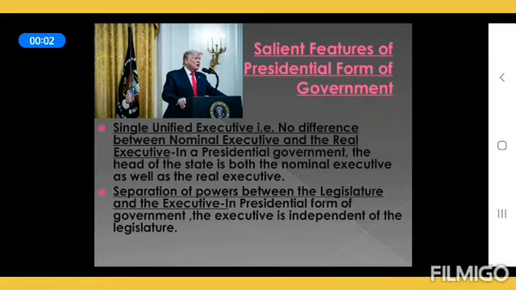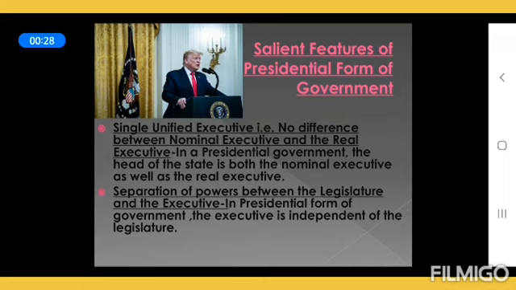Now next we'll discuss the salient features of the presidential form of government, and side by side I'll be discussing the differences between it and the parliamentary form. So let me read feature number one: a single unified executive, that is, no difference between the nominal executive and the real executive.